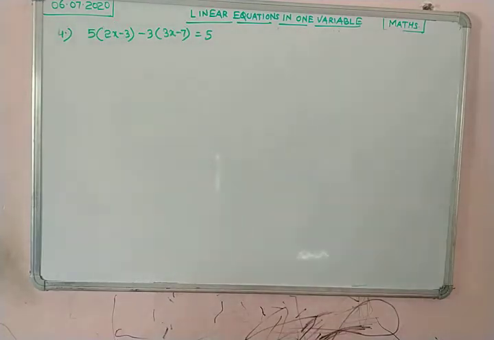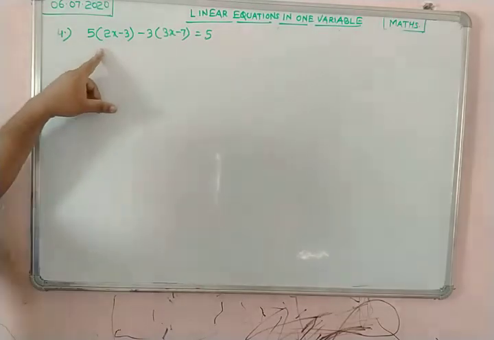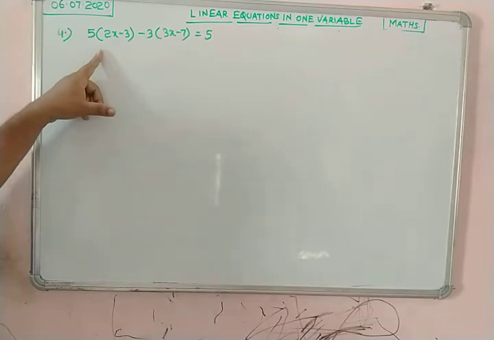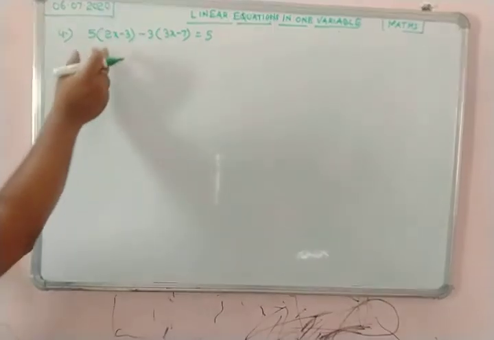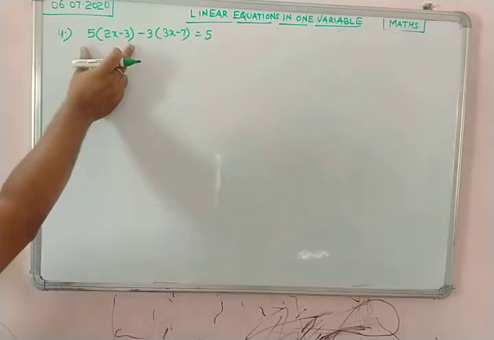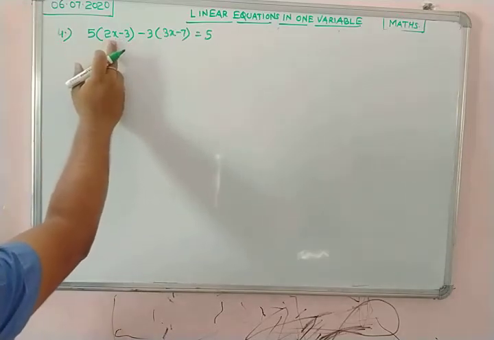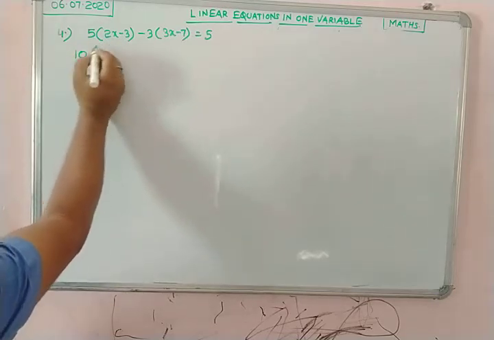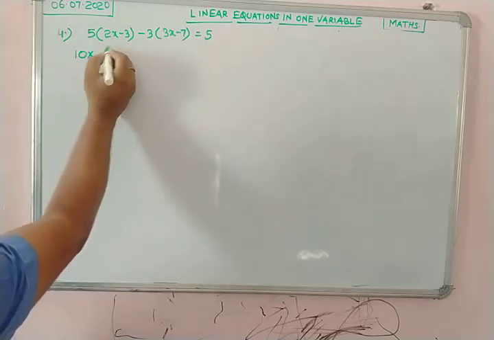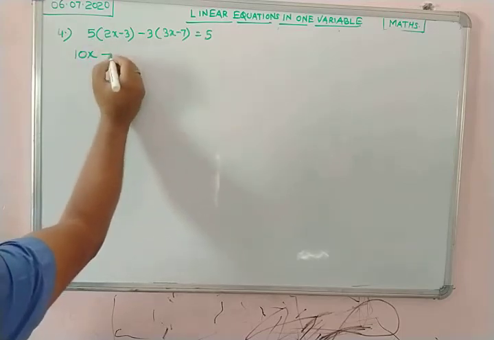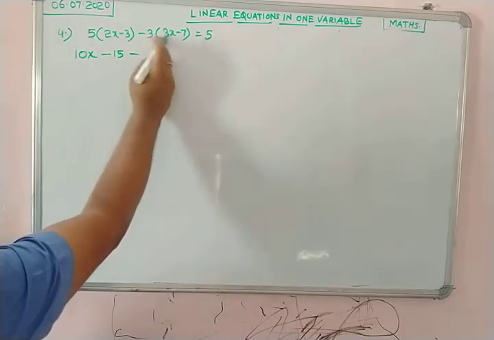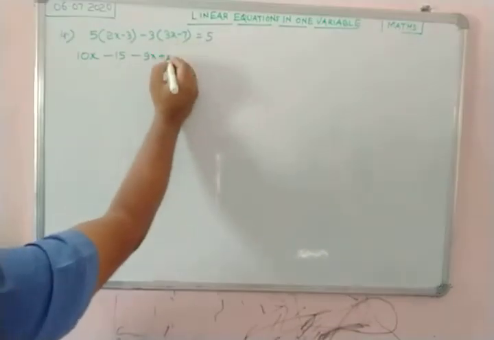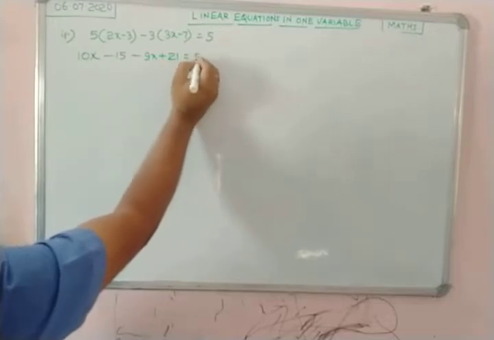Now look at question number 4. Question number 4 is pretty different from whatever questions I have shown you just a moment ago. So how can we solve this question? 5 into 2x, that means we are going to simplify. 5 into 2x will give you 10x, minus 5 threes are 15, minus 3 threes are 9x, minus and minus make plus, 3 sevens are 21, equals 5.